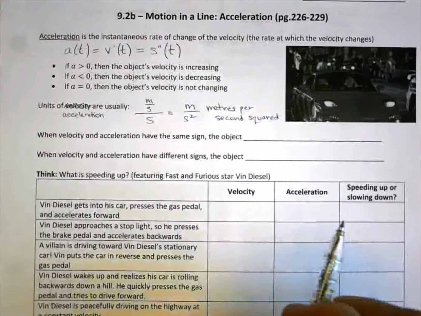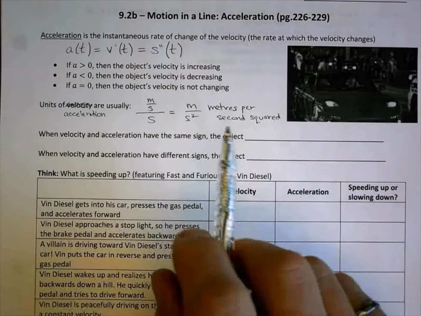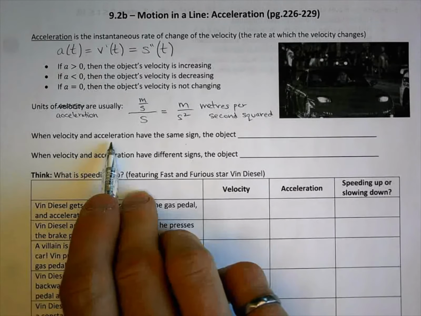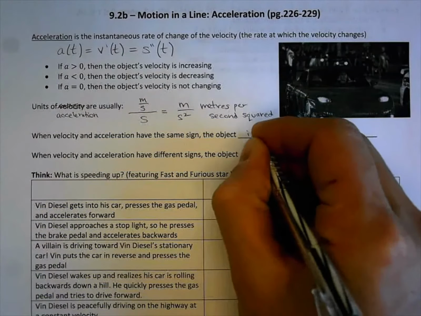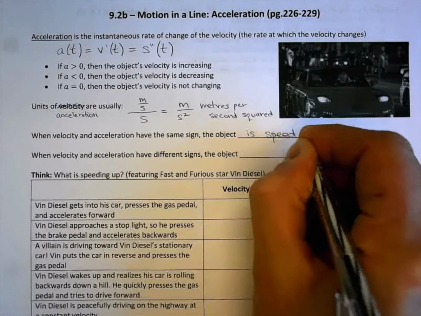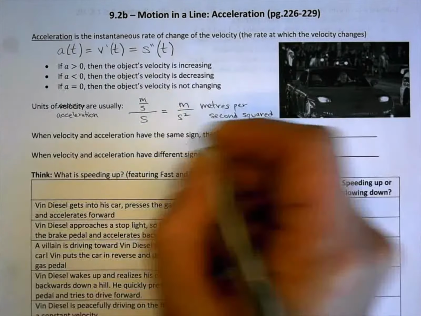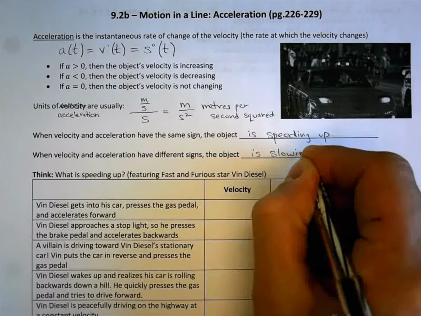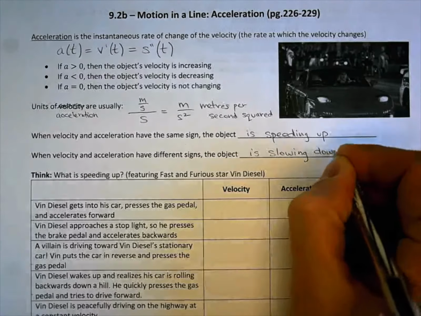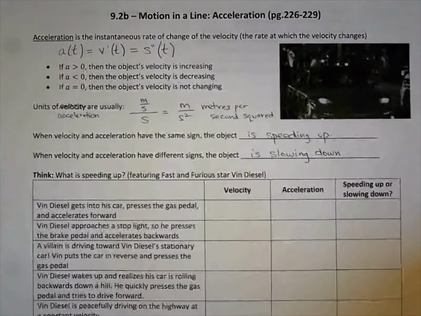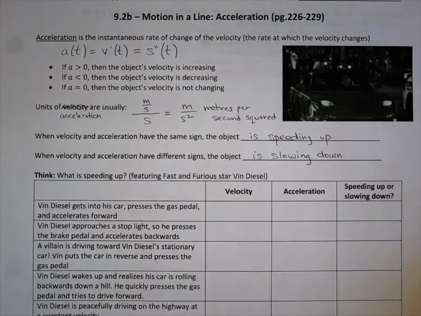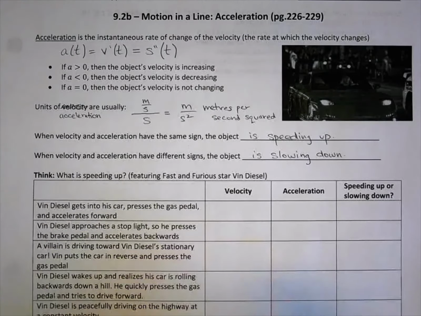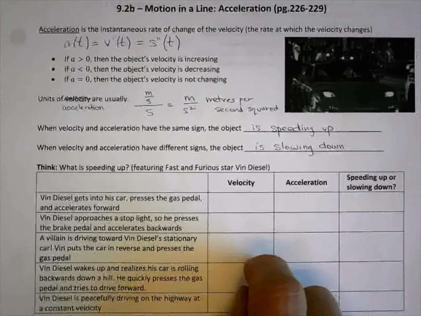Now, there's a tendency to think that acceleration is speeding up or slowing down. And you are right to a point. When acceleration and velocity have the same sign, the object is speeding up. When the velocity and acceleration have different signs, the object is slowing down. But it's not that simple, and it can get a little confusing because of this direction idea. So let's go through some different examples. If we compare the signs of these two things, we can figure out what type of motion it is.